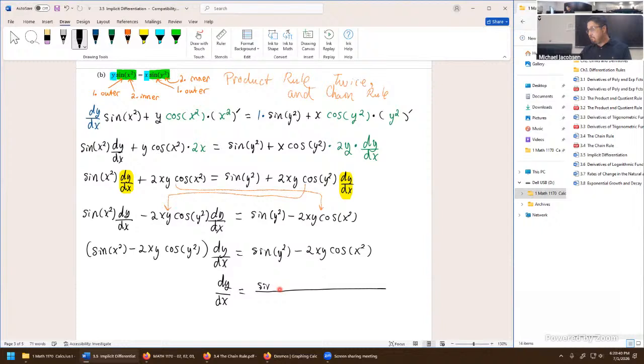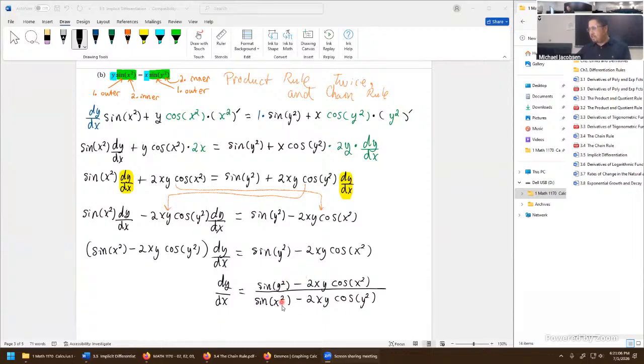Sine y squared minus 2xy cosine x squared, then divide by this entire group. So it's being divided by sine x squared minus 2xy cosine y squared. There's some pretty strange symmetry that we're seeing here.